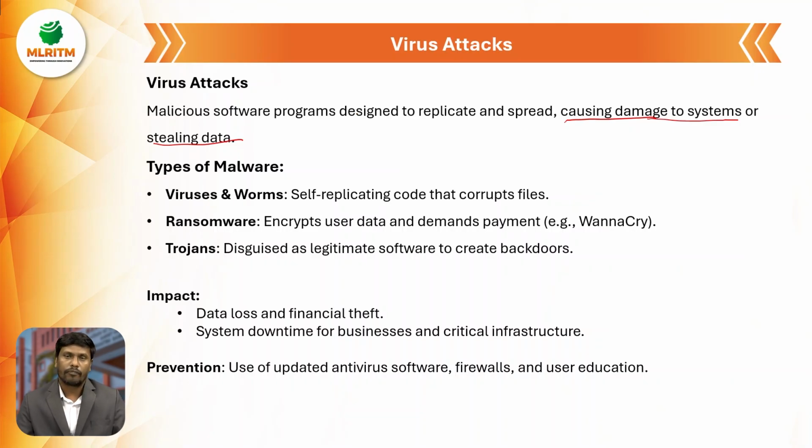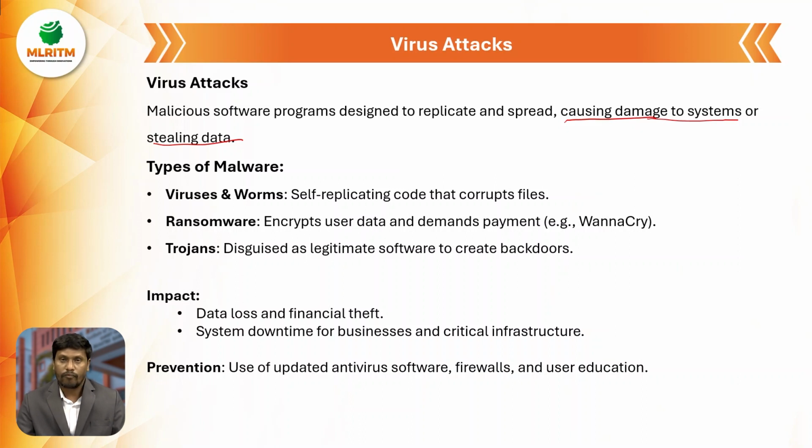There are different types of malware. What are the different types of malware? Virus, worms, ransomware, trojans, and different types of file infectors. These types of malware affect the system and cause damage to systems. Okay, what are viruses and worms? Self-replicating code that replicates files.